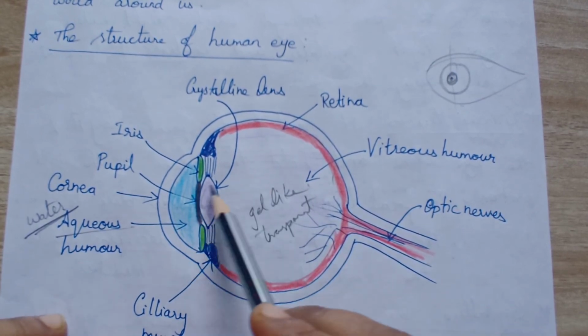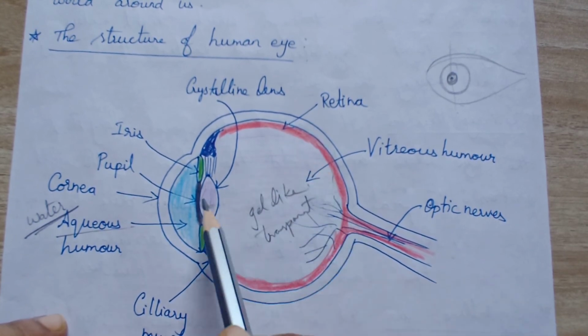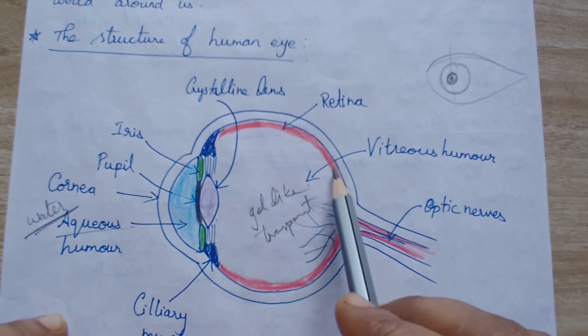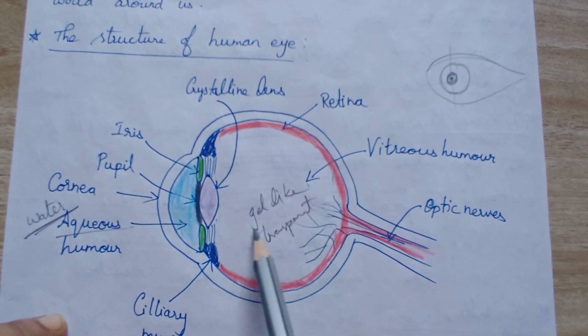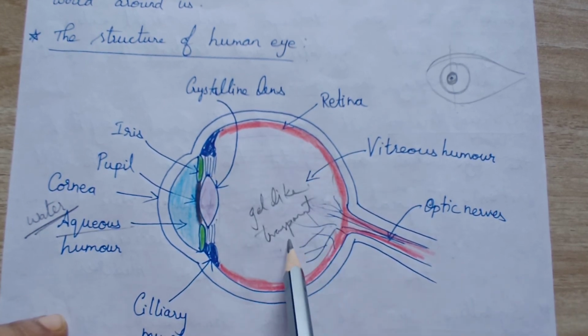Okay, and you will get the image formed on the retina. Behind the lens, between the lens and the retina, you will have a jelly-like transparent material called vitreous humor, which maintains the shape of the eye.